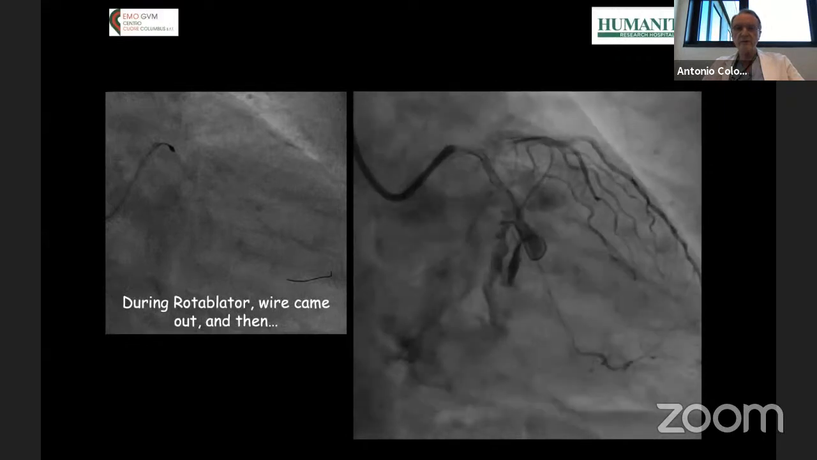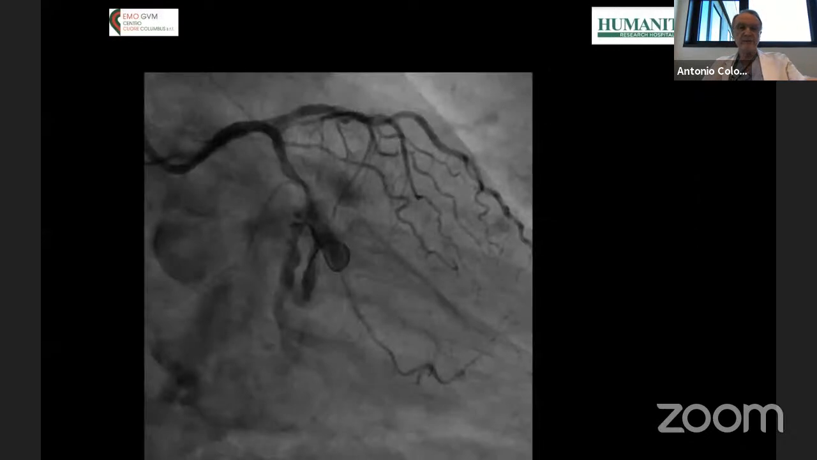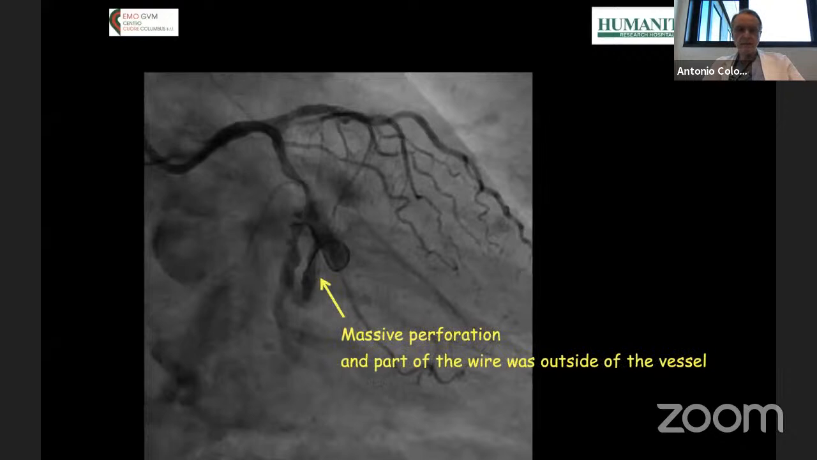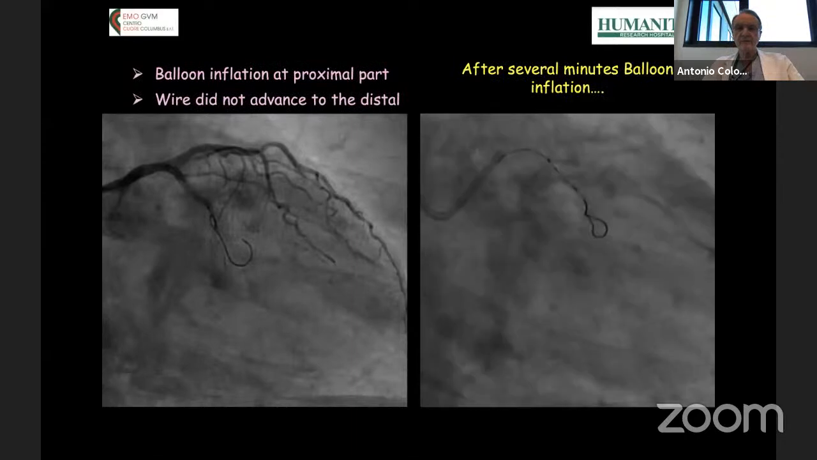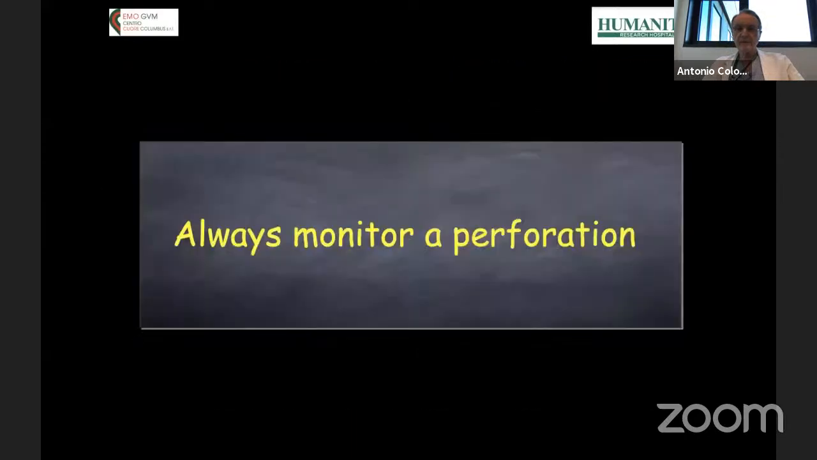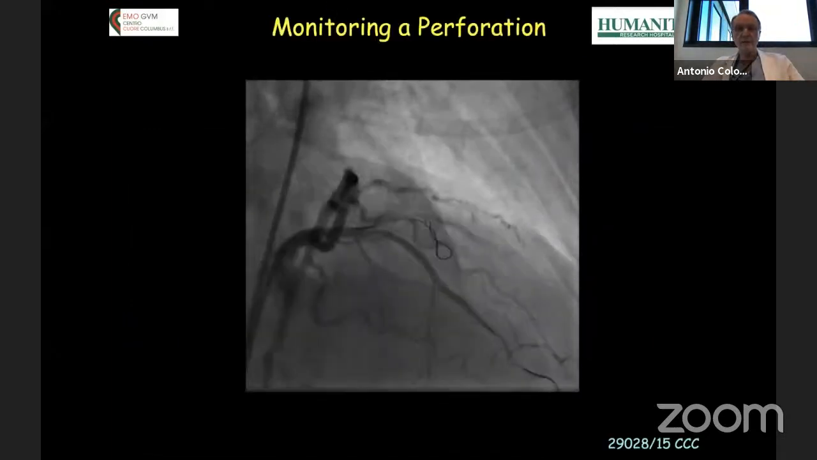In this situation, the only way is to place a cover stent on the left main. A very inelegant approach that really goes to the memories, something that should not be done at all. But if it happens, this is the only solution. Keep a balloon inflated proximally. Try, if you can, to go distally, but if you cannot, after multiple attempts, the only way is to place a cover stent. Always monitor a perforation.